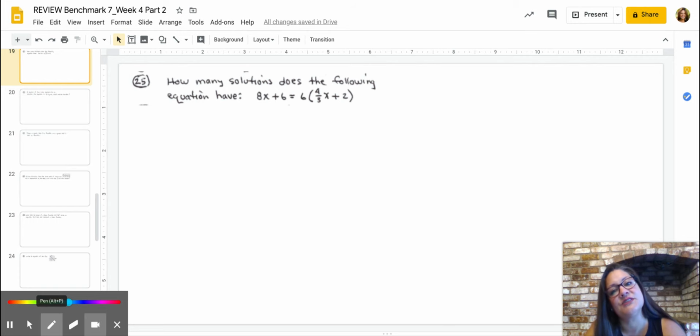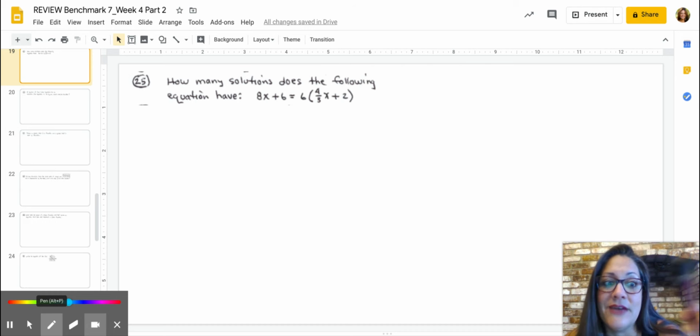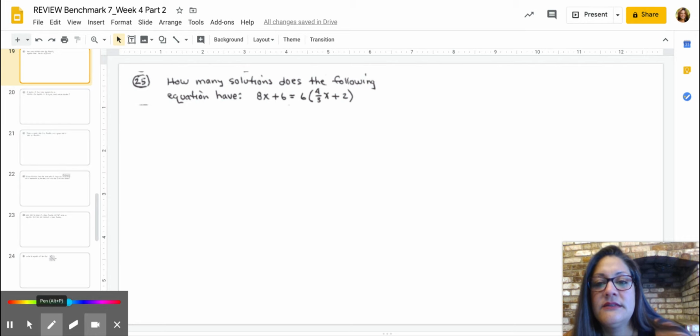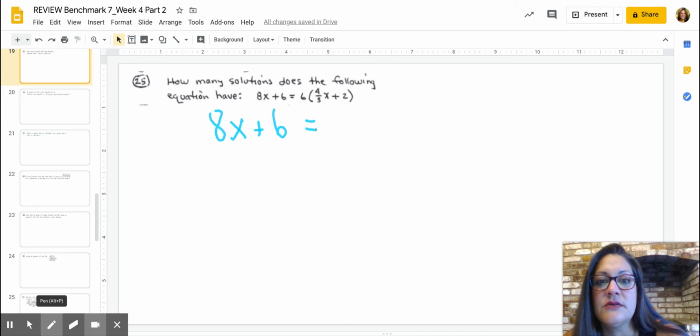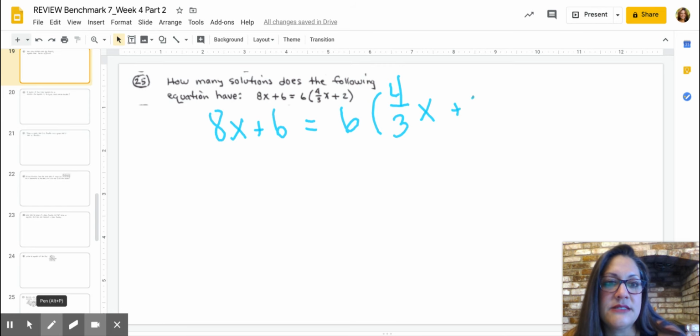All right, 25. How many solutions does the following equation have? I want to remind you, we can have no solution, we can have one solution, or we can have infinite solutions. So what we need to do is solve this equation, simplify it, and see how many solutions. I'm going to rewrite it so it is bigger, because my handwriting's huge with this stylus. So I have 8x plus 6 equals 6 times 4/3 x plus 2.